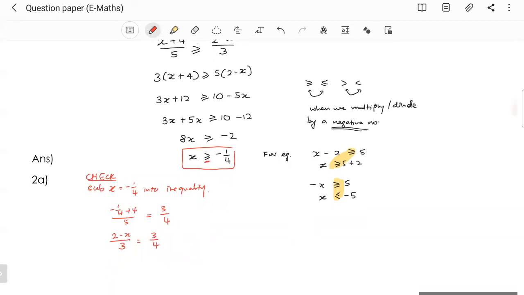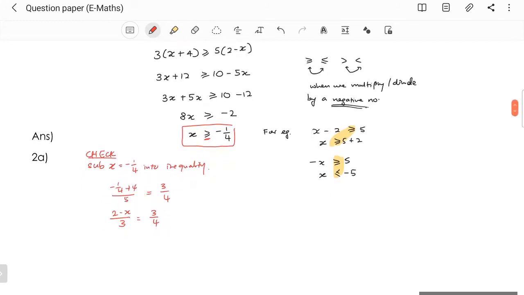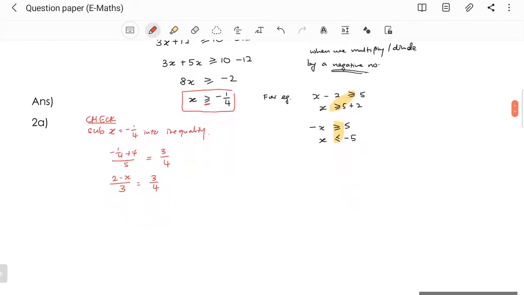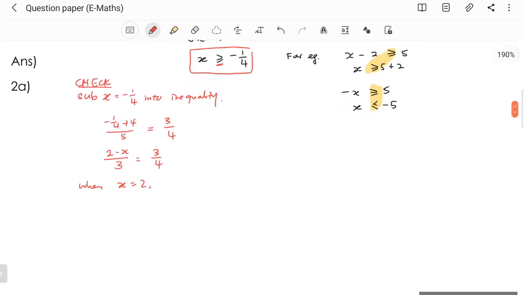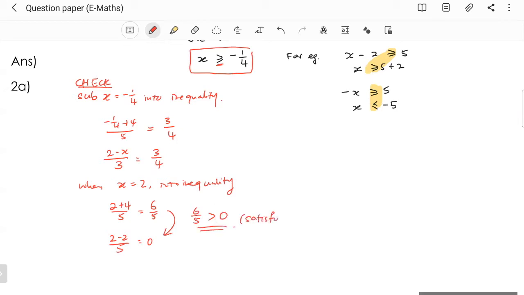So we continue. We want to ensure that the sign is in the correct direction. For x to be more than negative 1/4, we can choose a very easy number, maybe x equals to 2. We just type it in the calculator, we don't have to write it out. When x equals to 2, we sub it into the inequality. So we have 2 plus 4/5 gives me 6/5, and the other is 2 minus 2/5 gives me 0. We know that 6/5 is definitely more than 0, so this satisfies the inequality. Generally your answer is correct.